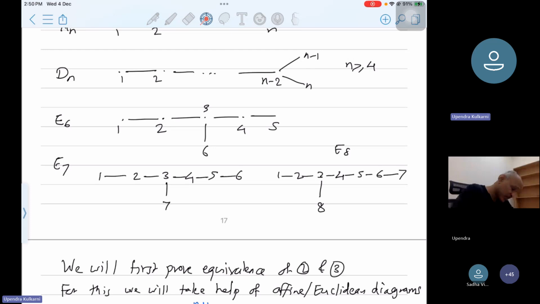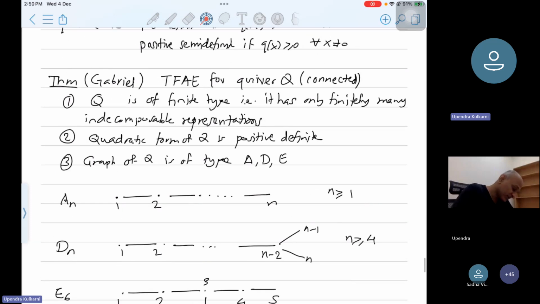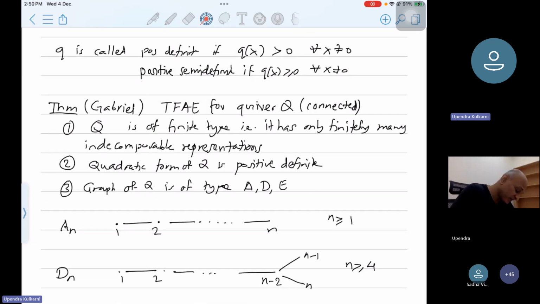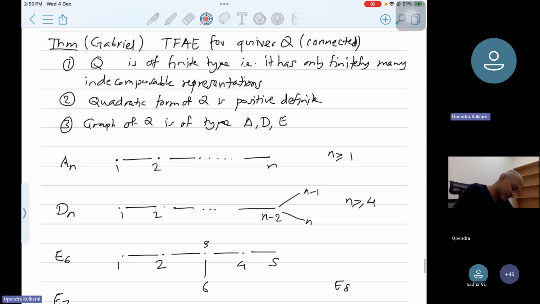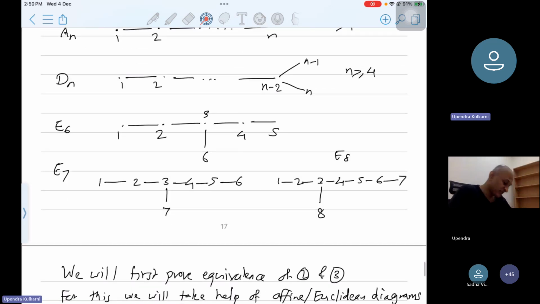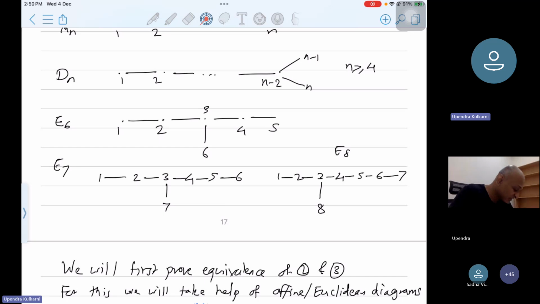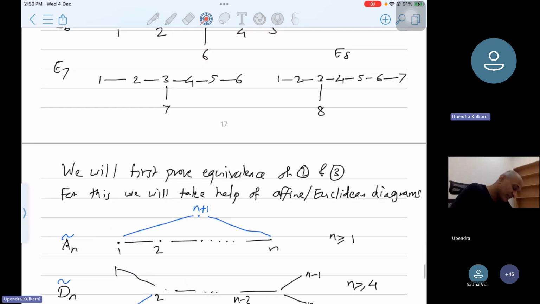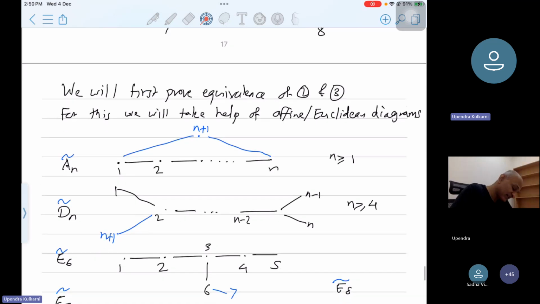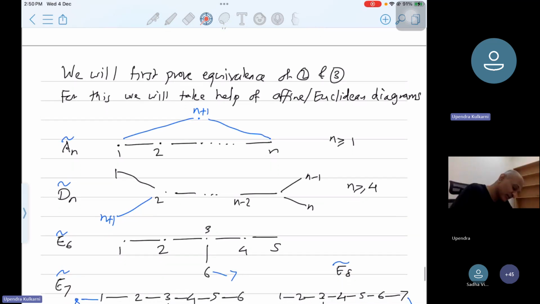As I said, we'll first prove the equivalence of number 2 and number 3. That is to say that the quadratic form is positive definite if and only if the graph is of type A, D, and E. And in order to do this, we will actually take help of other diagrams, which are called the Euclidean diagrams. So what we will show is that the form is positive semi-definite if and only if either it's positive definite, in which case you will get the types A, D, E, or you get these extended Dynkin diagrams or affine or Euclidean diagrams.